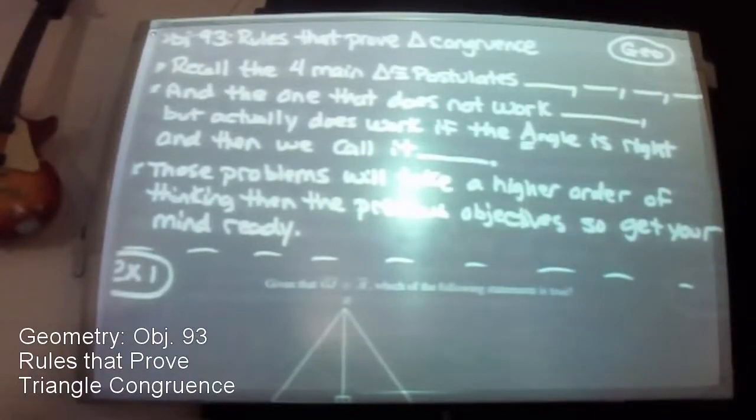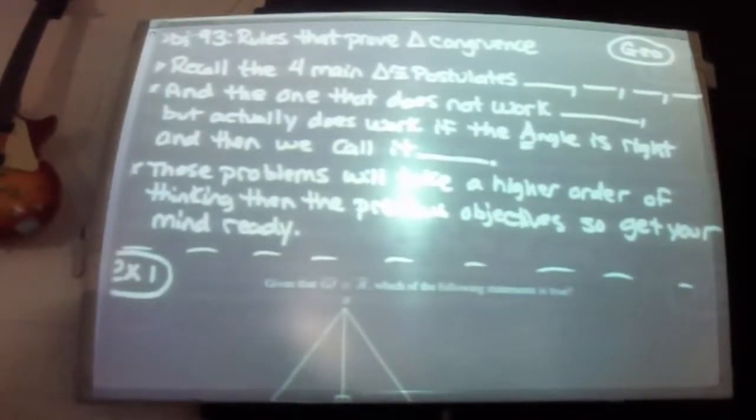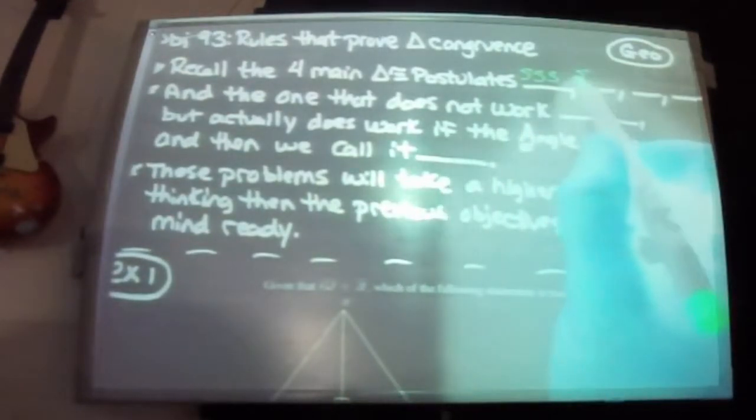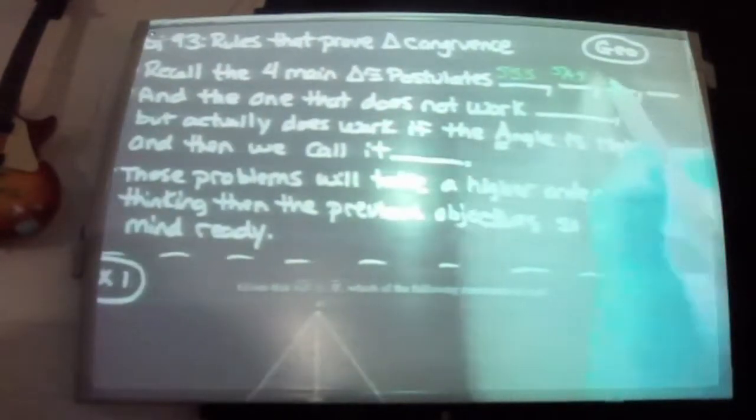Okay, here we go, objective 93. Yesterday, we did objective 92, which introduced you to the triangle congruence postulates. So there's the big four. What were they? What was the first one? SSS. SSS for side, side, side, followed by, what was the next? SAS. SAS. Side, angle, side.